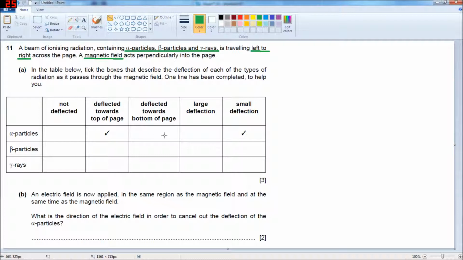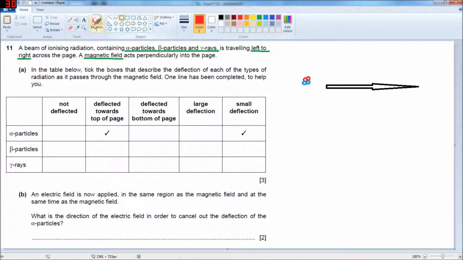Alpha's been done for us, but we'll do it anyway just to make sure that we know how it was done. So we know that the alpha particles are moving from left to right. So let's draw an arrow in there representing the alpha particles moving left to right. Now alpha, of course, is made of two protons, two neutrons. There's our alpha particle.